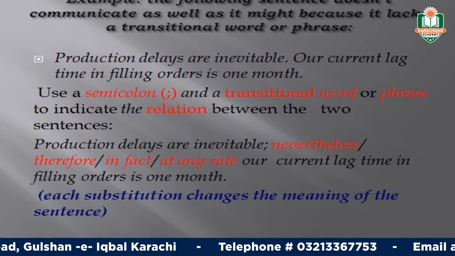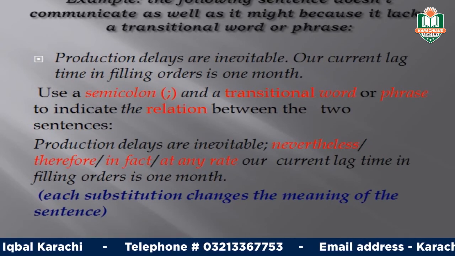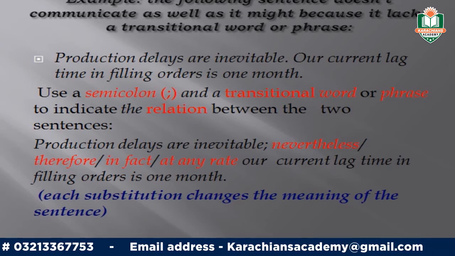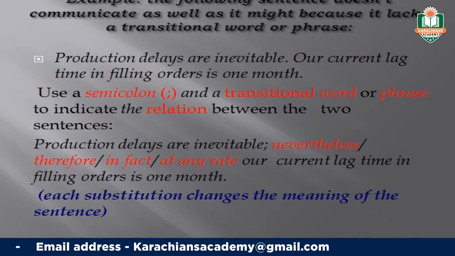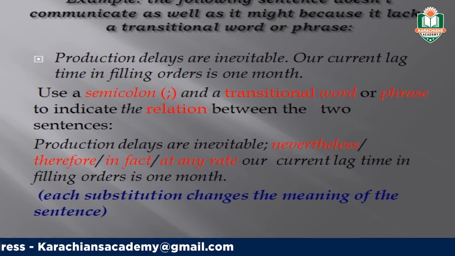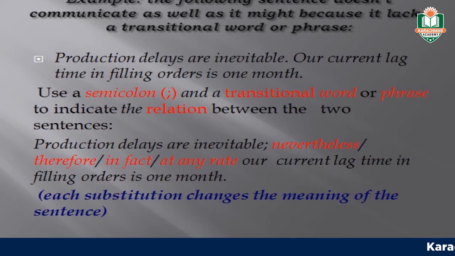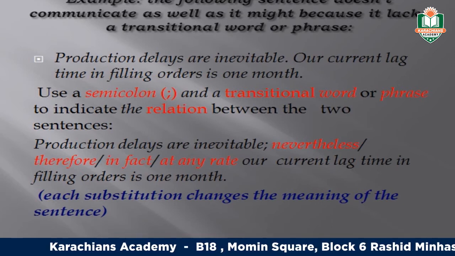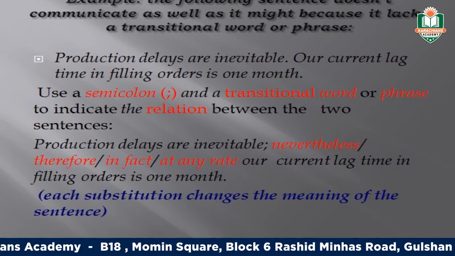Now, there's an example here. In this example, the sentences are: the production delays are inevitable. Our current lag time in filling orders is 1 month. Now, if we use a semicolon and a transitional word or phrase here, then we will better be able to indicate the relationship between the two sentences. The first sentence is the production delays are inevitable. The second is our current lag time in filling orders is 1 month.